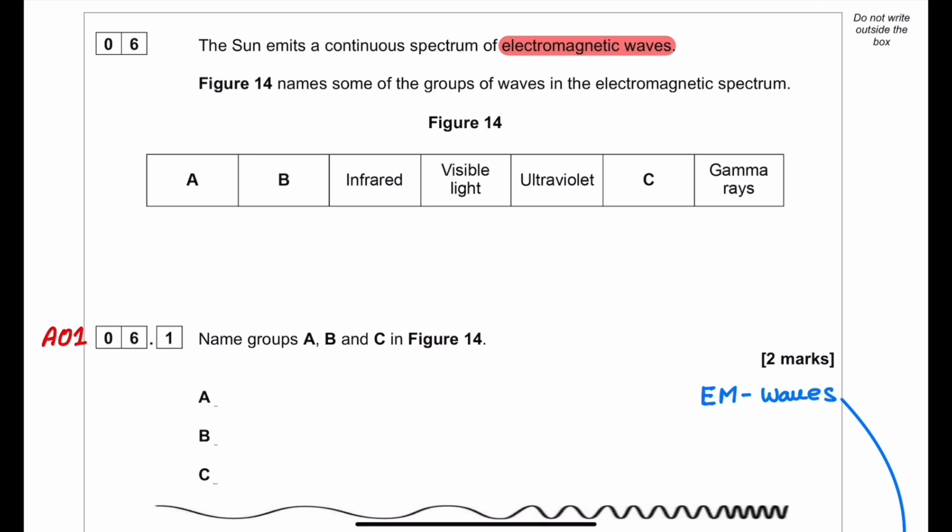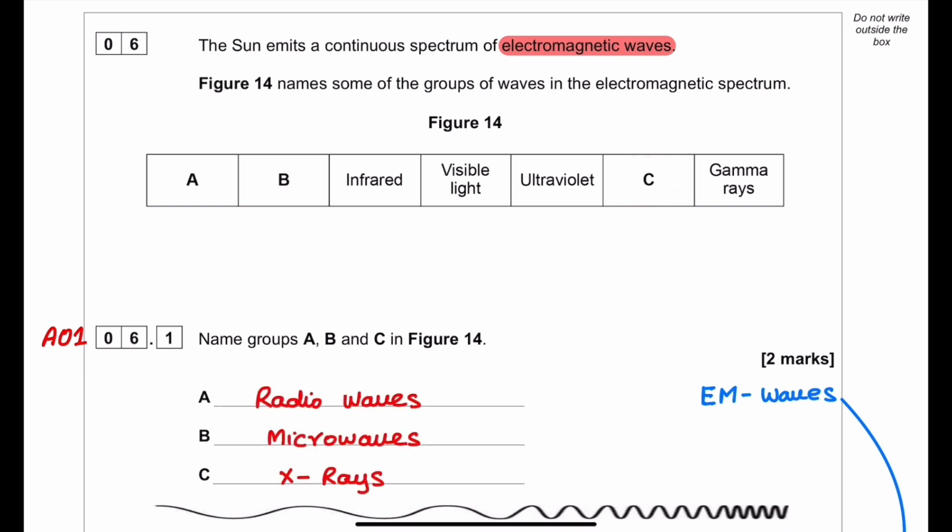The electromagnetic spectrum starts from radio waves and ends at gamma rays. So A is radio waves, B is microwaves, C is X-rays. Let's see the model answer. So A is radio waves. In our spectrum, B is microwaves and C is X-rays. It is an AO1 question. The student must know the names of the waves in the electromagnetic spectrum.